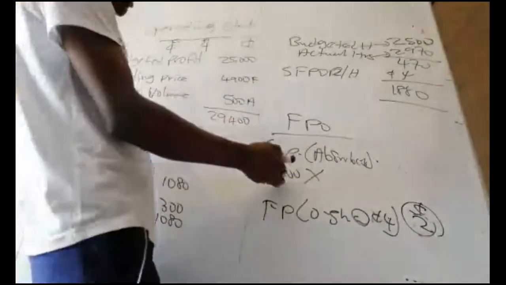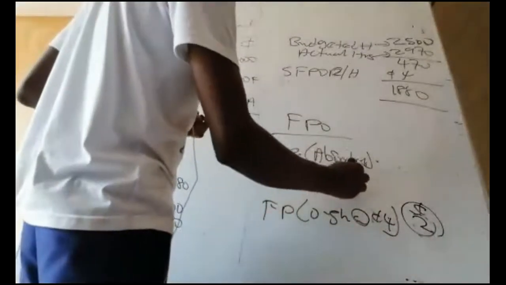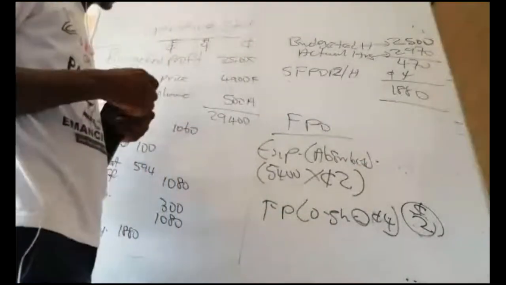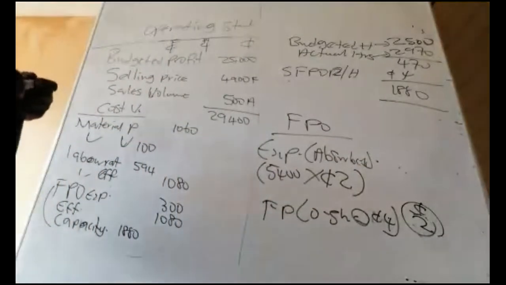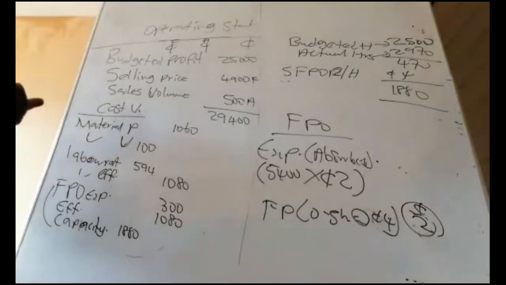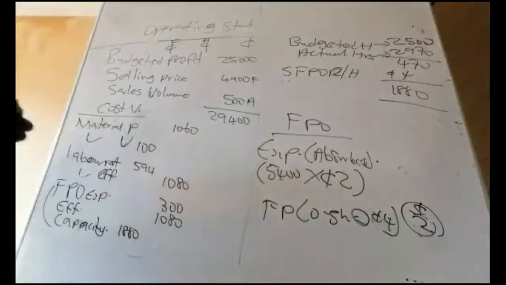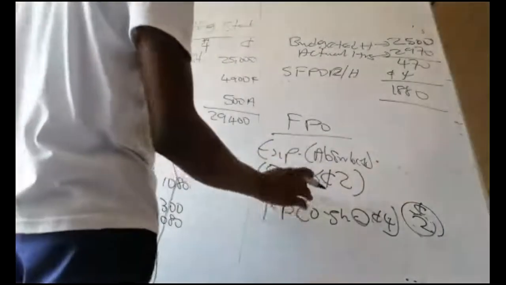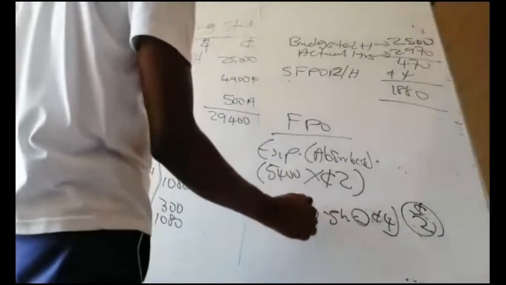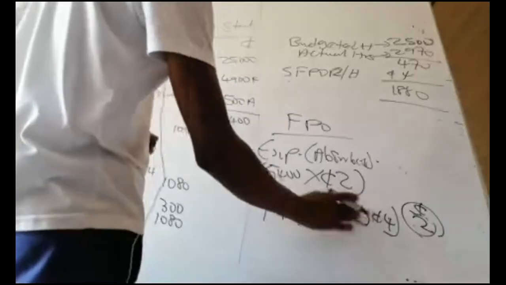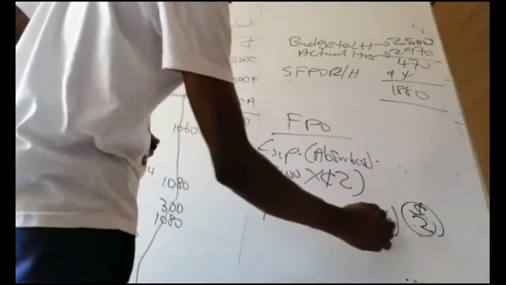Now we have produced 5,400, so we multiply by that 2 cedis. So the expected cost will be 10,800. Good. Now the issue is this. They have to arrange it like this: the fixed production cost will be, in brackets, the hours required times the rate per hour.